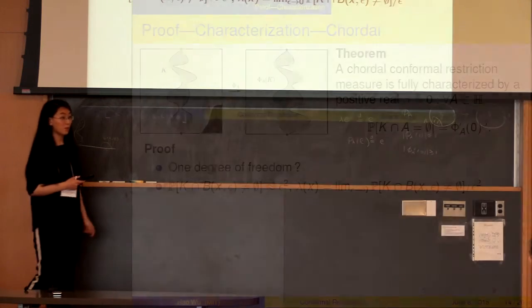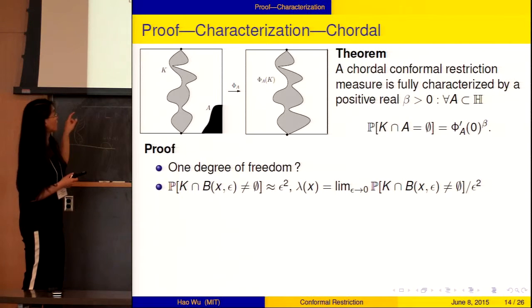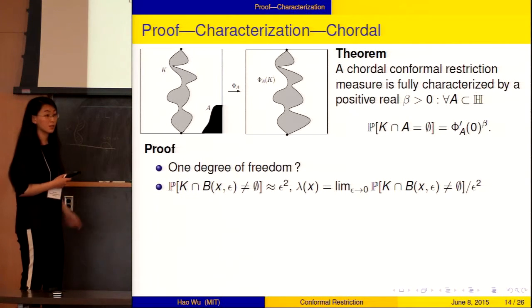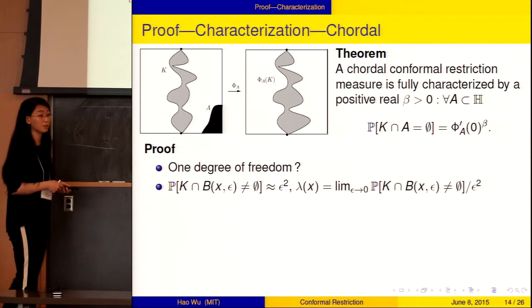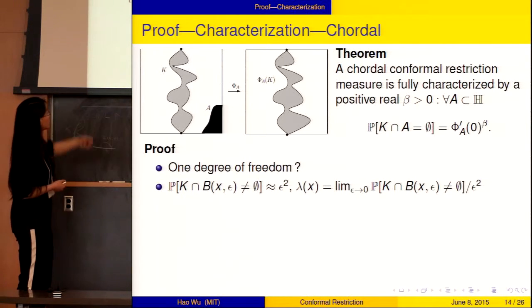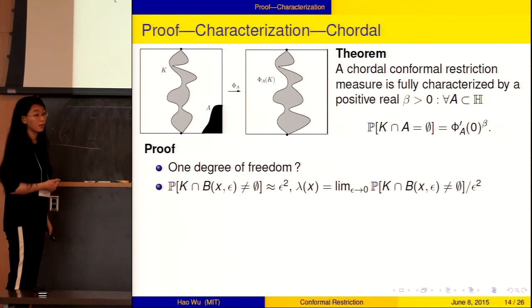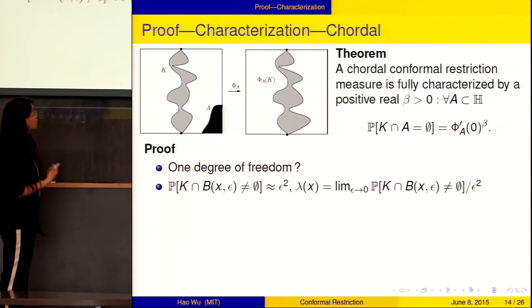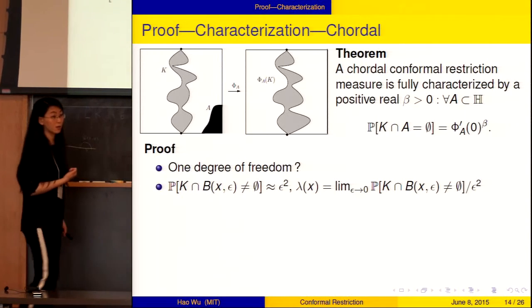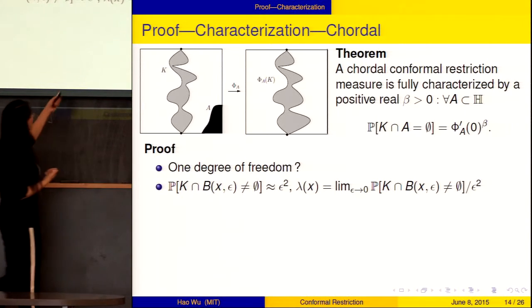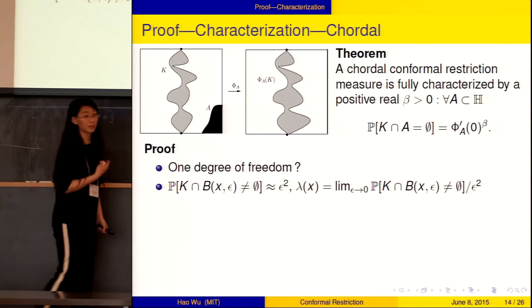In fact, we can derive that this probability decays like epsilon squared, just from the restriction property itself. And now what we do is we normalize this probability by epsilon squared and let epsilon go to 0. This will give us a limit, lambda x, and this lambda x is a function in x.